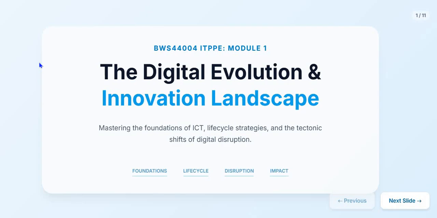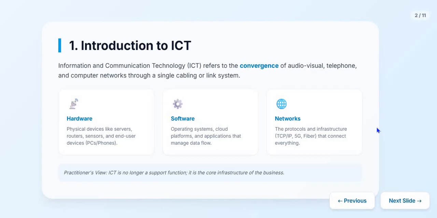Here we're going to cover mastering the foundations of ICT, life cycle strategies, and the tectonic shift of digital disruption. Next, introduction to ICT. Let's start with the basics.